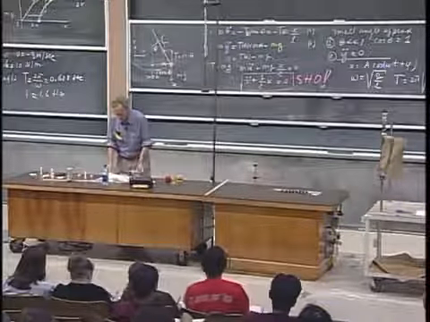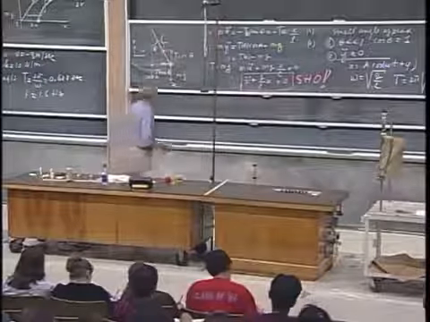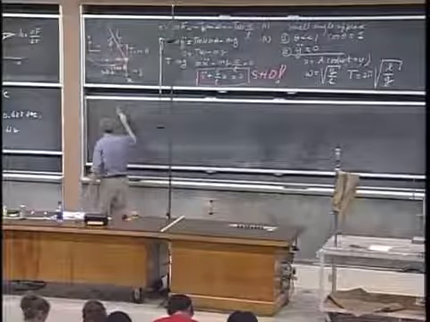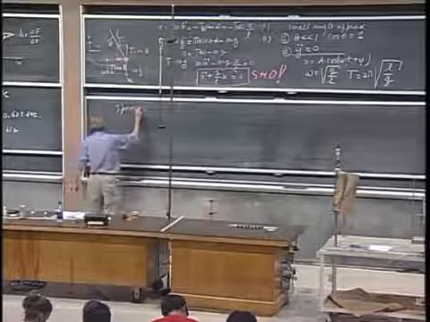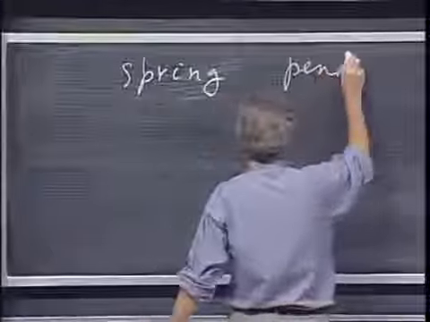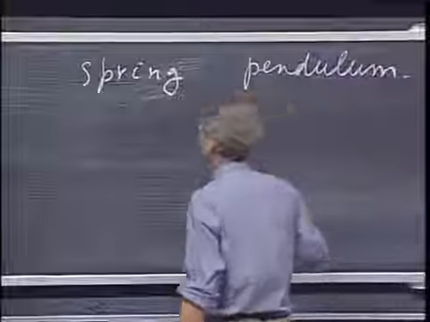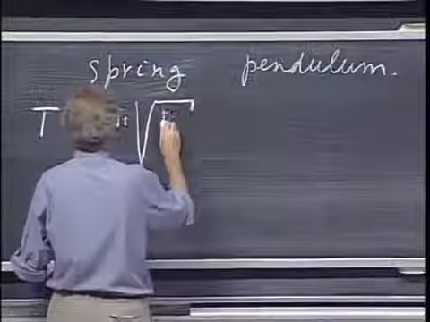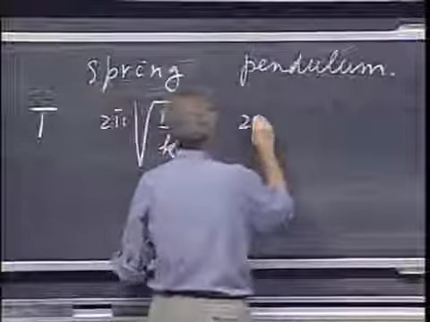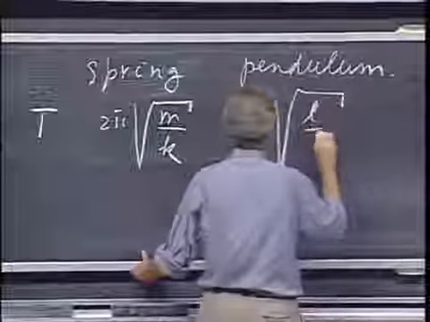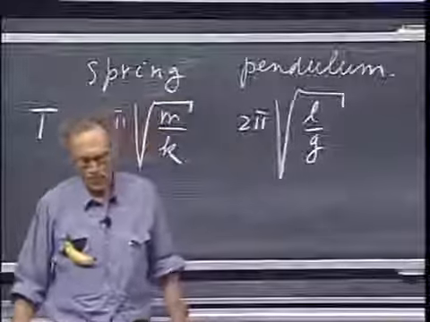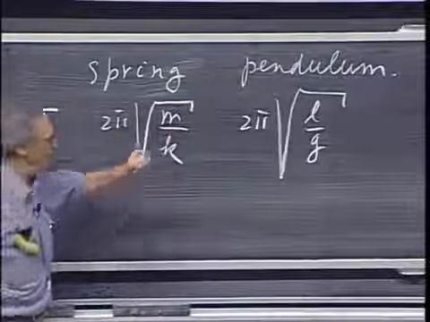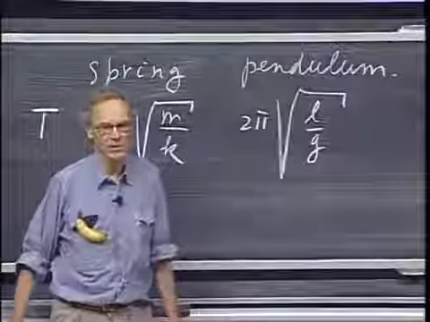I now want to compare with you the results that we have for the spring with the results that we have from the pendulum to give you some further insight. We have the spring and we have the pendulum. I'm only going to look at the period T, which here is 2 pi divided by the square root of m over k, and here is 2 pi times the square root of L over g. If I look here, there is a mass in here. If I look here, it's independent of the mass.